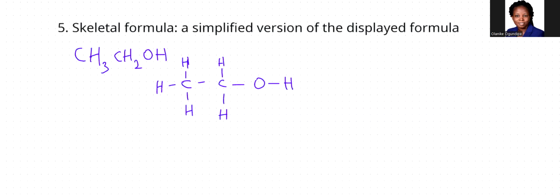I'll show how to draw the skeletal formula of this compound here. This compound, also known as ethanol, has the molecular formula C3H6O. And this here on the line is the structural formula. The next formula that you see here is the displayed formula, in which all the bonds are shown. So right now we're going to be drawing the skeletal formula.